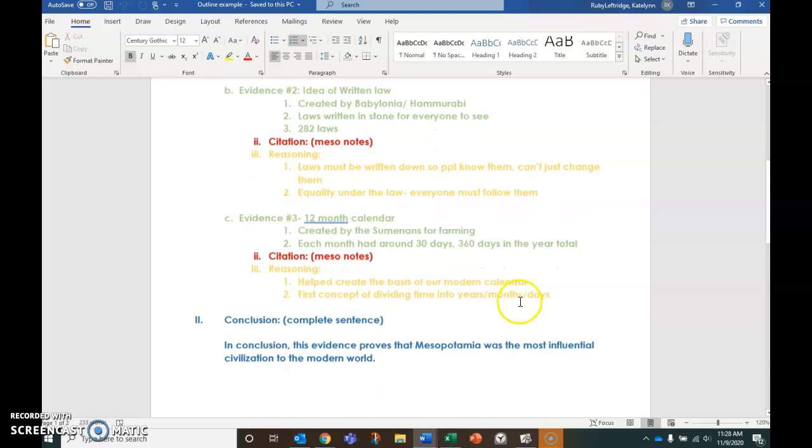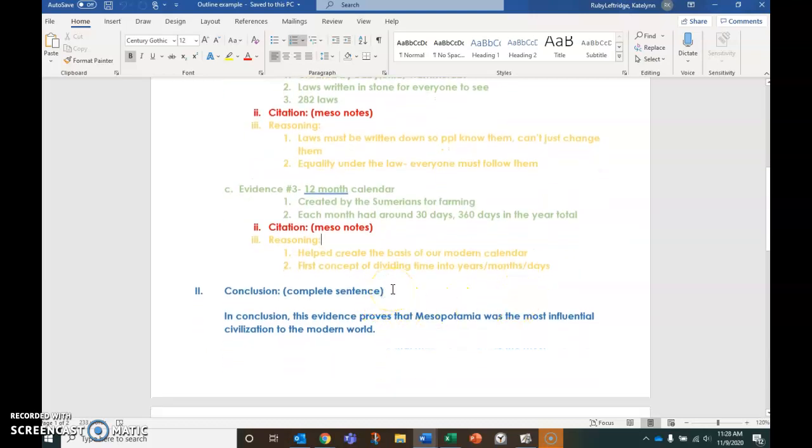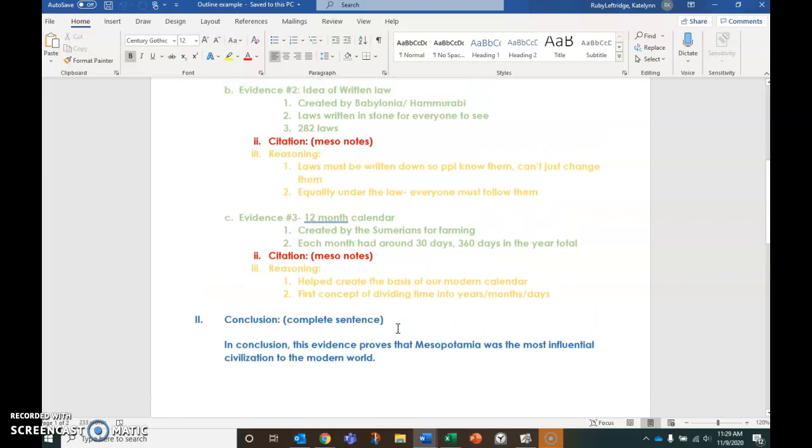The last thing you have is your conclusion. It's in blue. A conclusion should be very similar to your claim. It's going to repeat what your claim said, but it's going to wrap up your thoughts. Again, you are welcome to steal my conclusion or write your own. My sentence says, in conclusion, this evidence proves that Mesopotamia was the most influential civilization to the modern world. Now, everybody reading this would know you are done talking about it. You're not going to go on anymore.